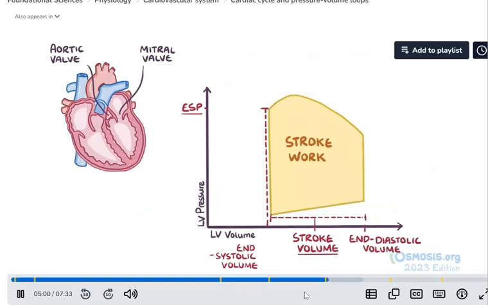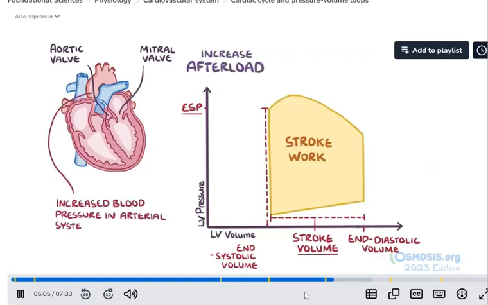Okay, now let's try out another change. Let's say we increase the afterload by increasing the blood pressure in the entire arterial system, including the aorta itself.